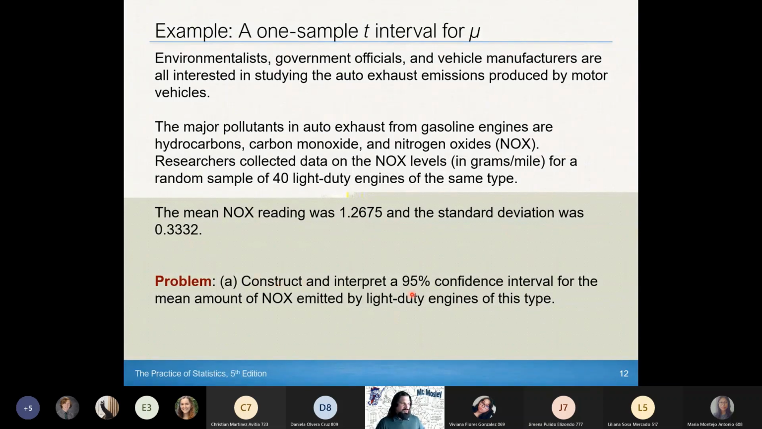We want to construct and interpret a 95% confidence interval for the mean amount of NOx emitted by light-duty engines of this type. Whenever you see construct and interpret some confidence level for some mean or proportion or some other statistic, you need to do the four-step process: state, plan, do, conclude. This is the roadmap that helps make sure you cover all the things that you need to have when you answer problems on the AP exam.